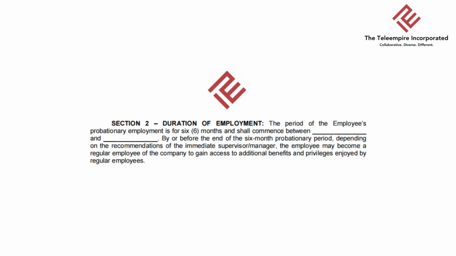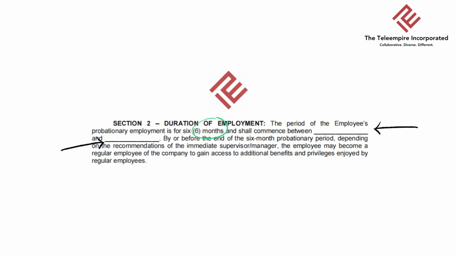Section 2 will discuss the duration of your probationary period in Teleempire. For instance, if you start in the month of April, the probationary period will be 6 months and will end in October. Please be aware that your performance will be closely observed during this period. So it is important to perform well and receive a positive recommendation from your supervisor or manager. It is important to note that regular employees have more privilege than probationary employees, so it is crucial to fulfill your tasks and responsibilities effectively.